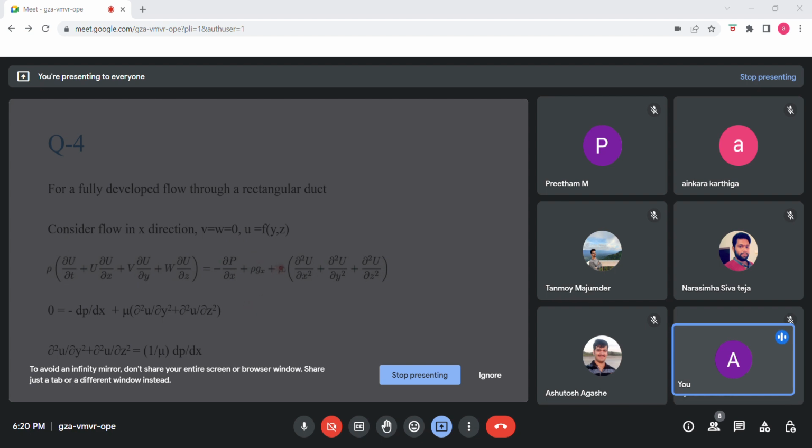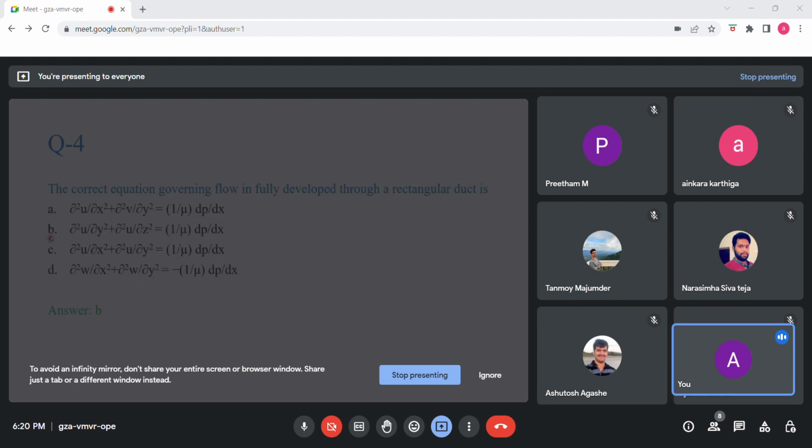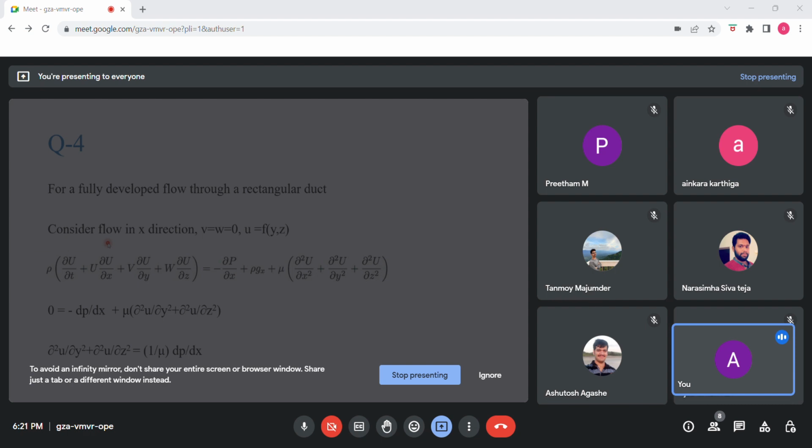And on this term, the remaining term will be μ(∂²u/∂y² + ∂²u/∂z²), since u does not vary with x. So this is the form we get. On interchanging this, whereas this goes that side and μ also goes this side, we get this form of equation. So this is the equation, that is option B is the correct answer for this question 4.